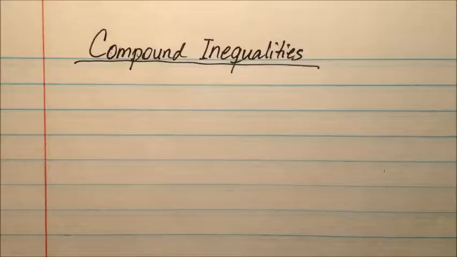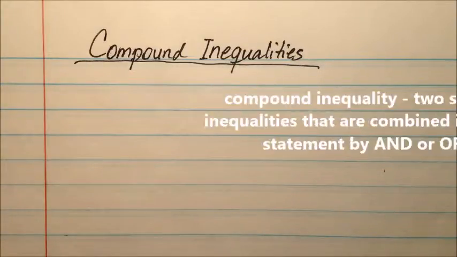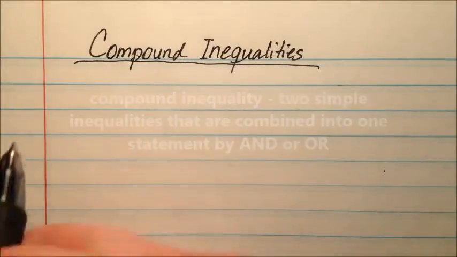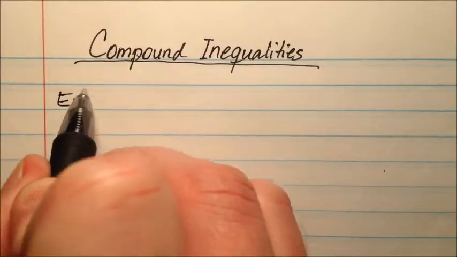In this video, I'm going to talk about compound inequalities. Well, a compound inequality, remember, is when you have two simple inequalities and then they're combined into one statement, and we're going to combine them using the words "and" or "or." So let's look at a couple of examples here and we'll solve them and graph them and see what they look like.